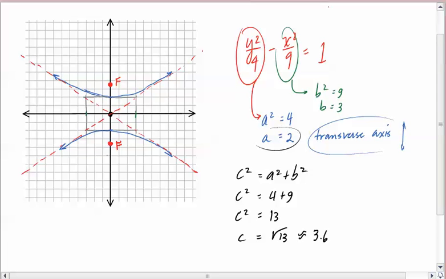So the further out the focus is, the wider the curve. That's actually the reason that the curve is wider, because of where the focus is. Okay, I think that's it, and I appreciate you watching.